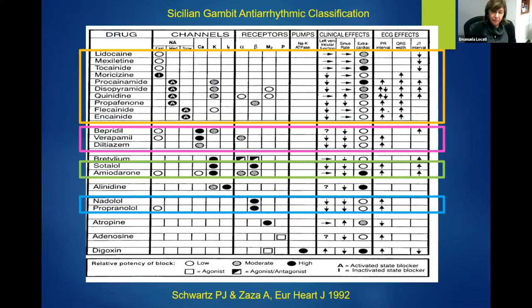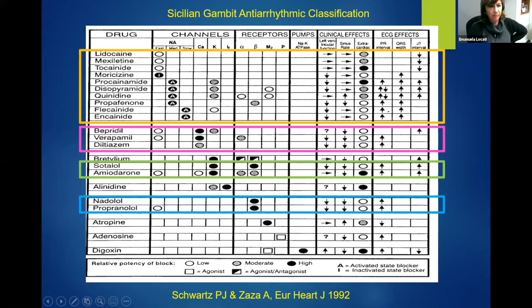This is a view of this entire complex situation given by the Sicilian Gambit antiarrhythmic classification. It was proposed to overcome the problem of the classes, giving a very interesting idea by showing the direct effect on the channel. As you see, amiodarone, the old king of the antiarrhythmic drugs, is blocking basically all channels. I will show you later the electrocardiogram equivalent of amiodarone therapy. It's clear that it affects everything, including even heart rate itself.